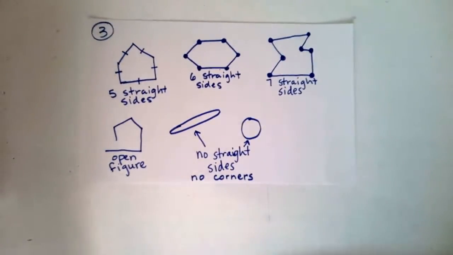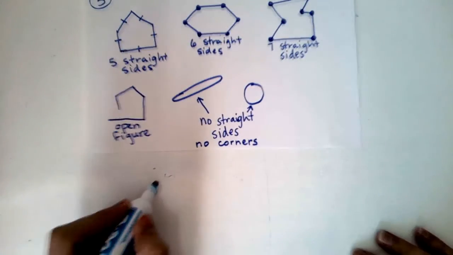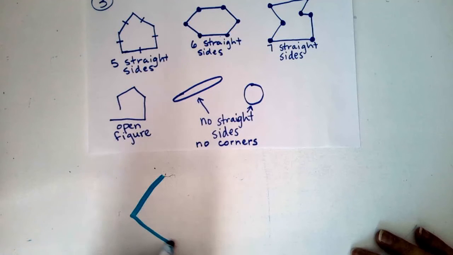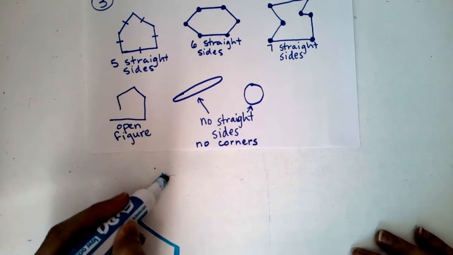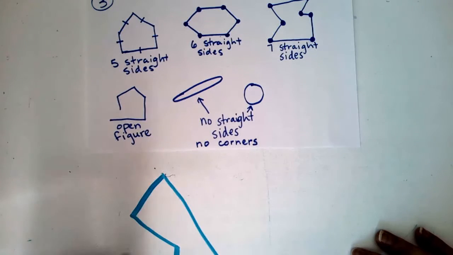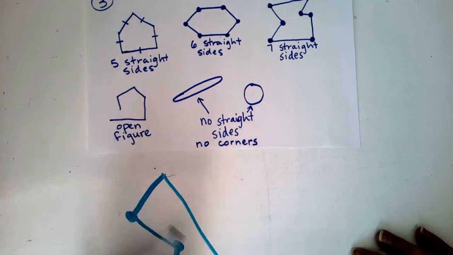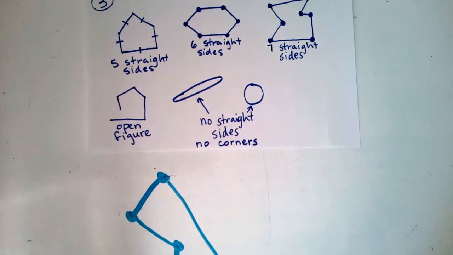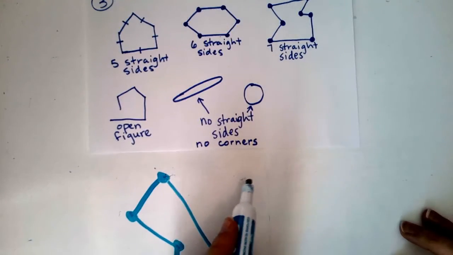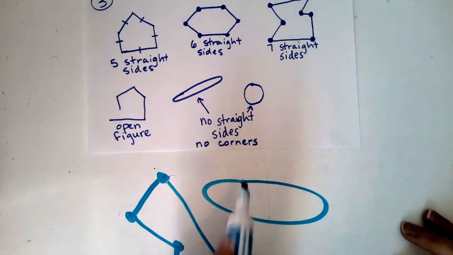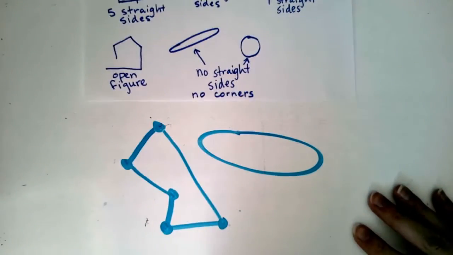Okay, these ones can be super tricky. 2, 3, 4. You just got to make sure that they can meet again. 5. So look. 1, 2, 3, 4, and 5. Okay, there's a 5-sided shape. I'm going to try one with no straight sides. Lovely. Why don't you try one with no straight sides?